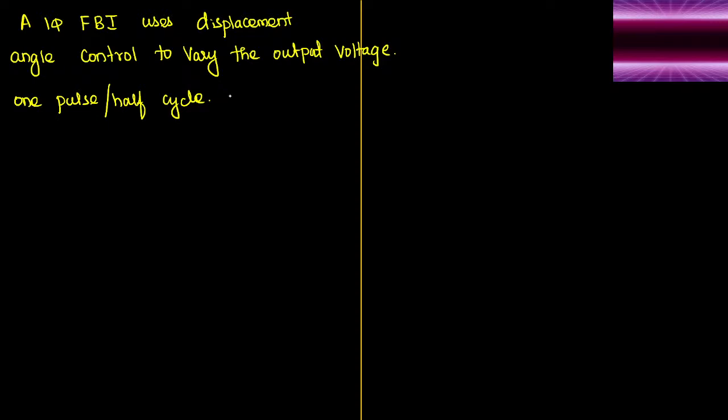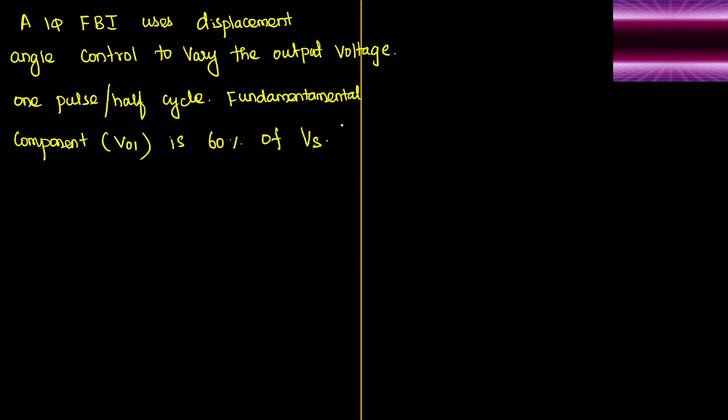Now the question is about the fundamental component of the output voltage. Just mark this down. We know the fundamental component means V01. So the fundamental component of the output voltage is 60% of the input supply voltage. Now the question is, what is the displacement angle?